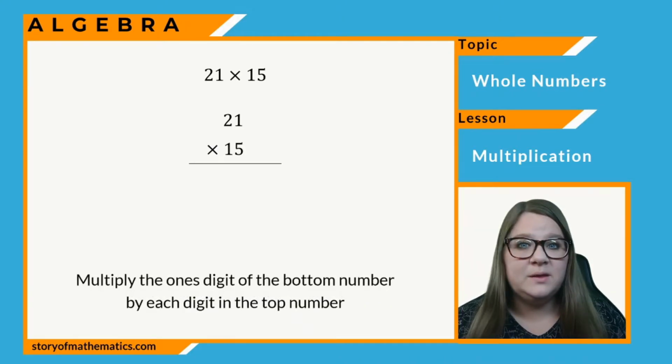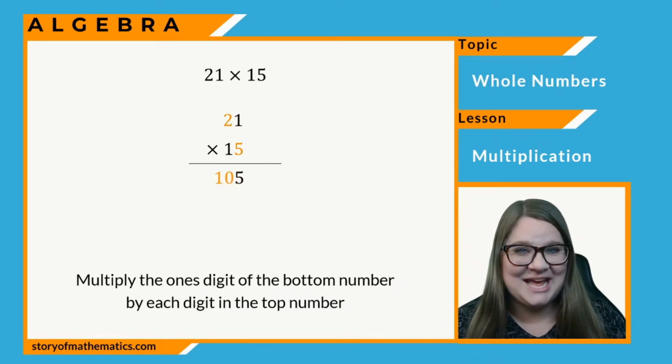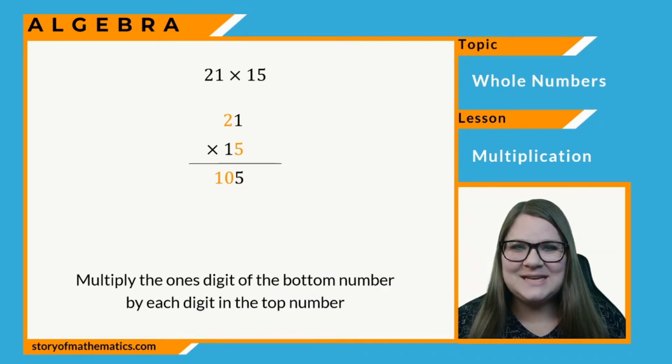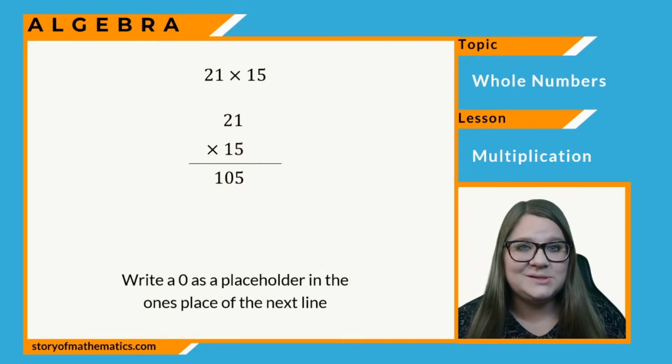So now I'm going to multiply the ones digit of the bottom number by each digit in the top number. So I'm going to start by doing 5 times 1, which is 5, and then I can do 5 times 2, which is 10. Now that I've done that step, I'm going to write 0 as a placeholder in the ones place of the next line.